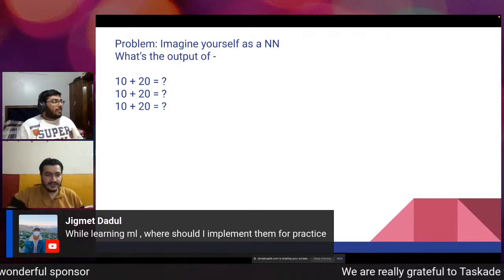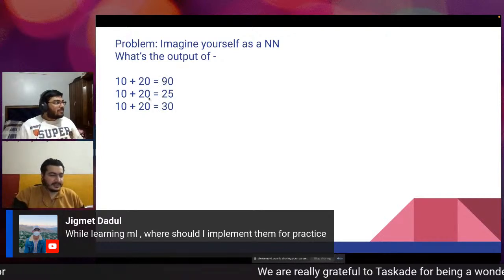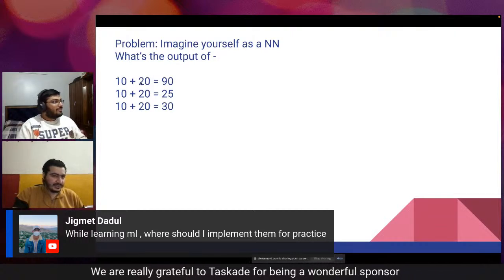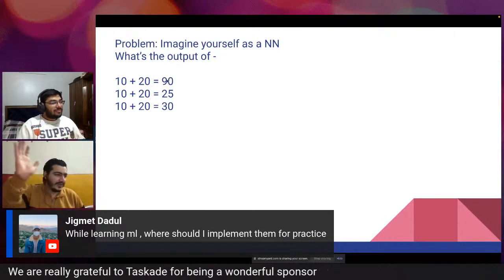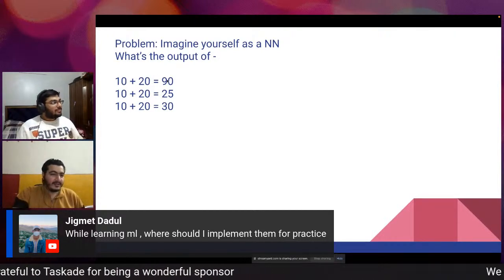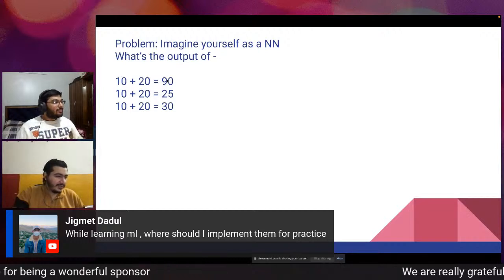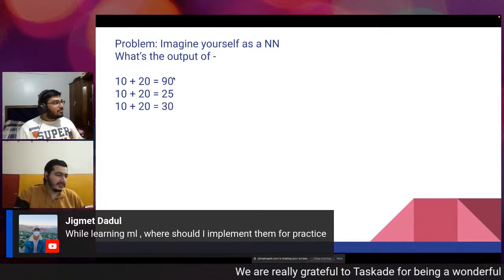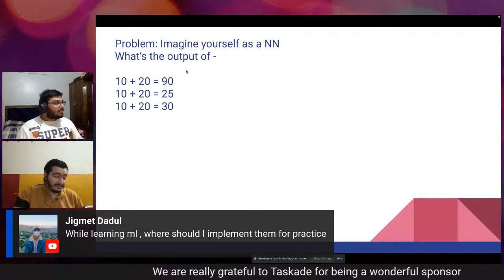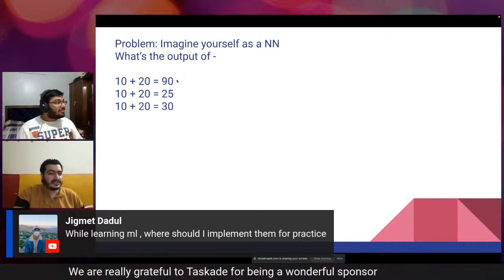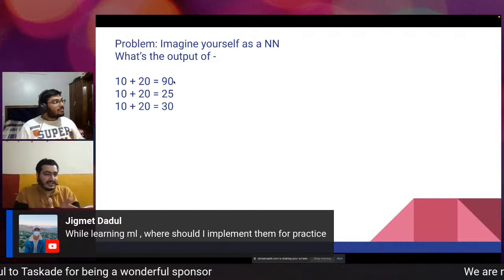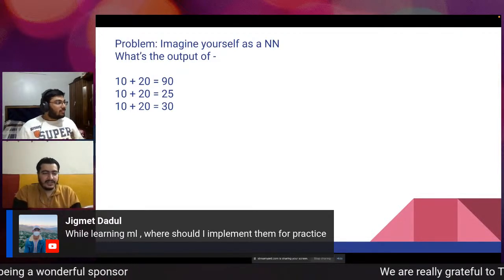Just to give you an example of how the neural network is going to predict. First, you give 10 and 20 as the input. It's going to go random: hey, it's 90. But what we know is that 10 plus 20 is 30. So we compute the difference. You are 60 units away from your answer, so you need to minimize that difference and get as close as possible to 30.